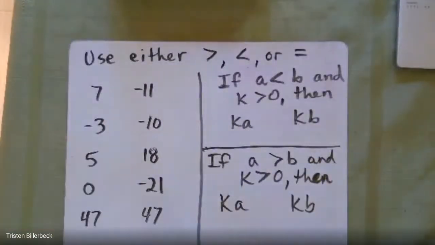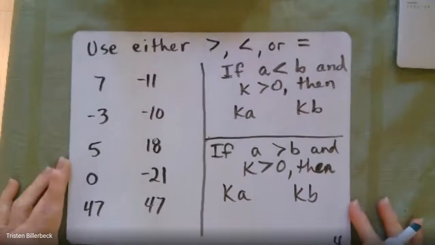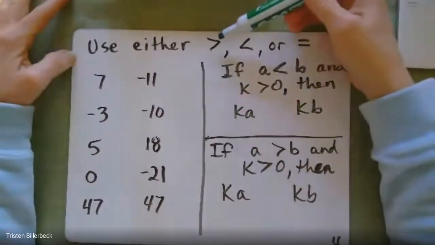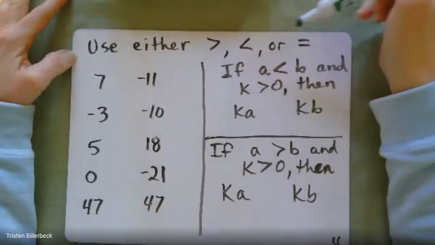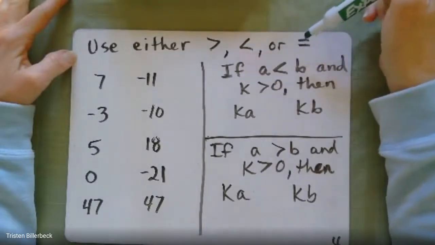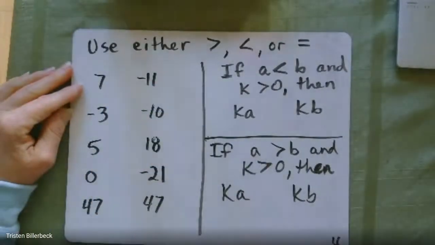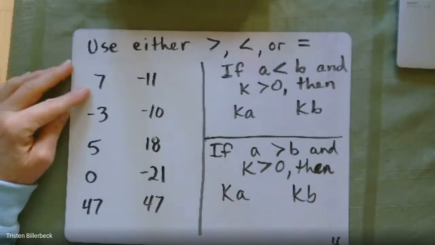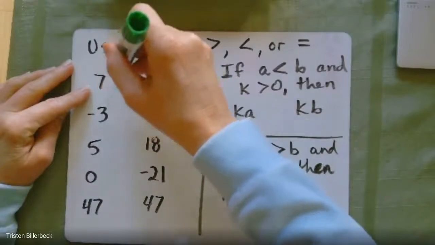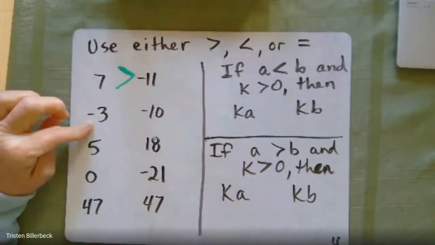All right, let's look at this. So we're going to look at what sign should we use. So we use either greater than, less than, or equal. Okay, so we have 7 and negative 11. Is 7 greater than negative 11? It is. So we're going to write this sign. Is negative 3 greater than negative 10? Which one's closer to 0? That's what makes it greater.